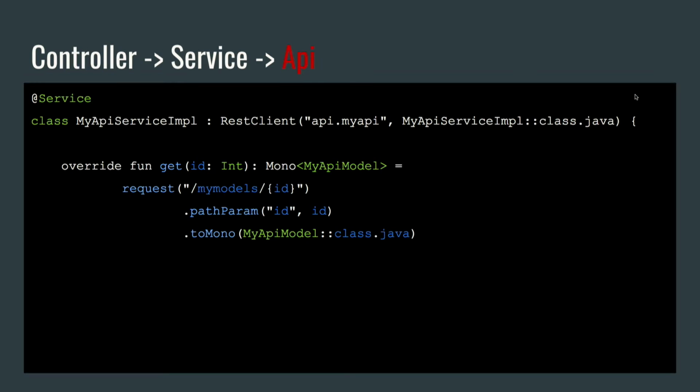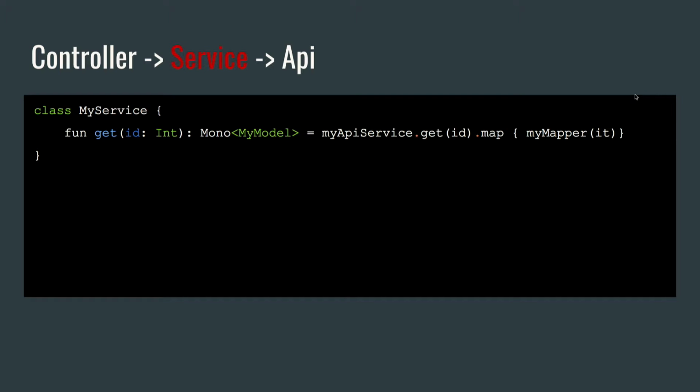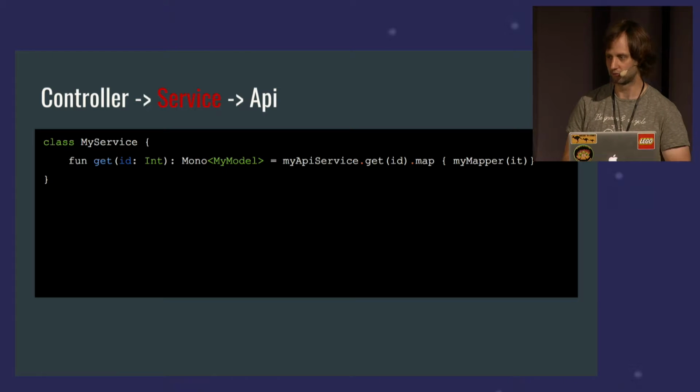We have the second layer, which is the service layer, which here in this example is just using another bean, my API service, which is the bean that will make the request to our API. And it's just consuming the API, getting the model, and mapping it to another model. Backends are most of the time doing just that. They are very simple like that.